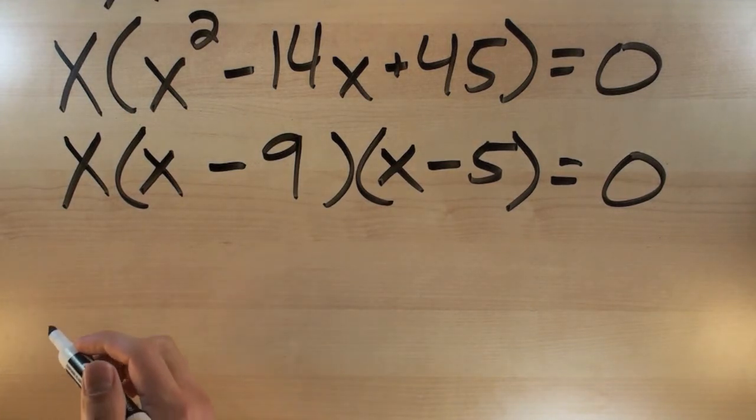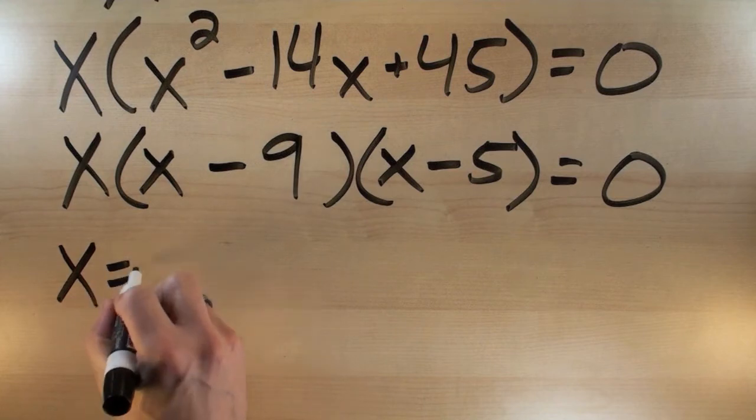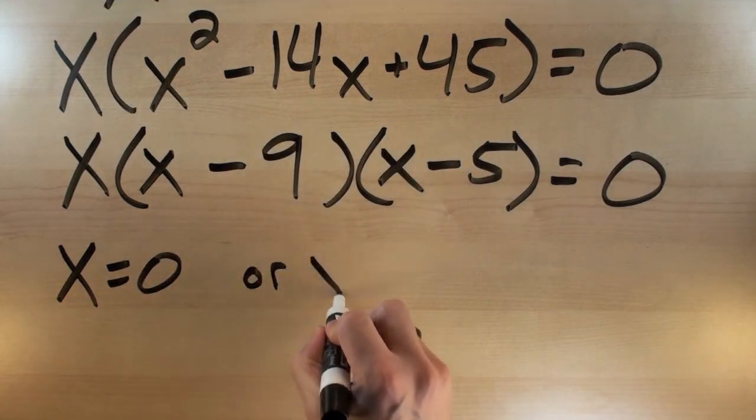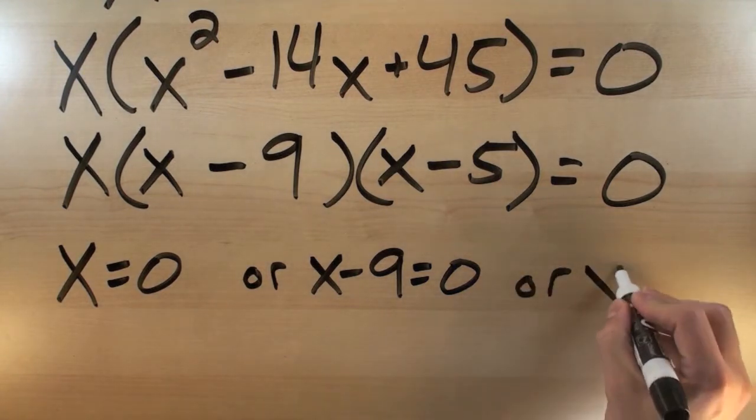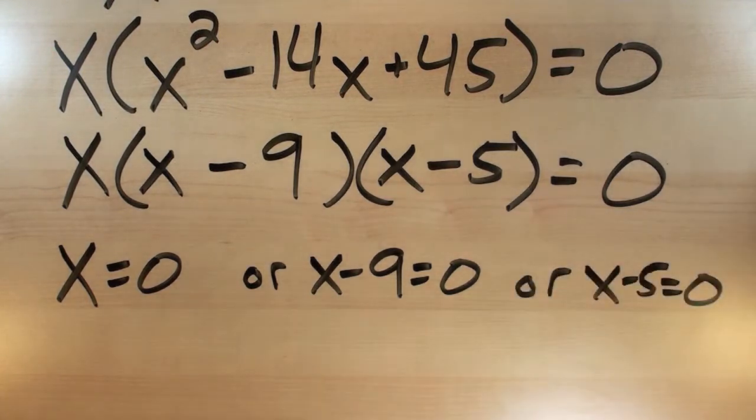So the zero factor principle tells us that x is equal to 0, or x minus 9 is equal to 0, or x minus 5 equals 0. Now each of these 3 equations is simple to solve.